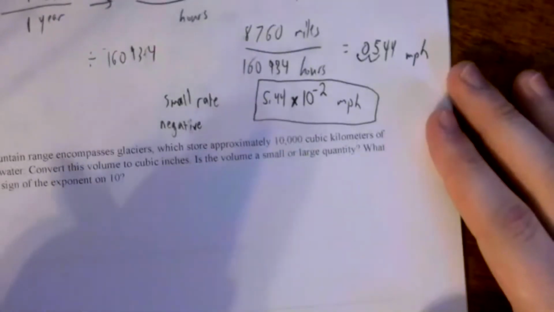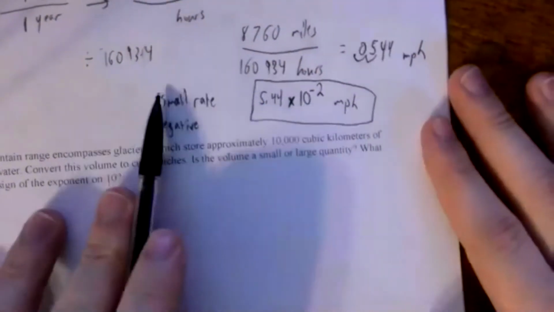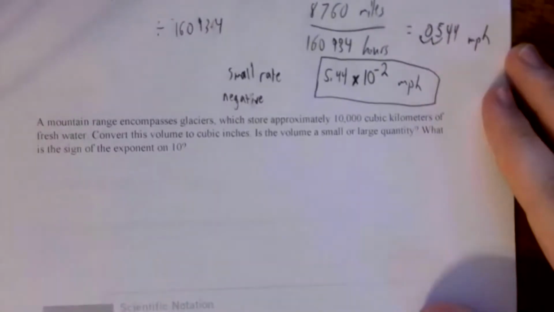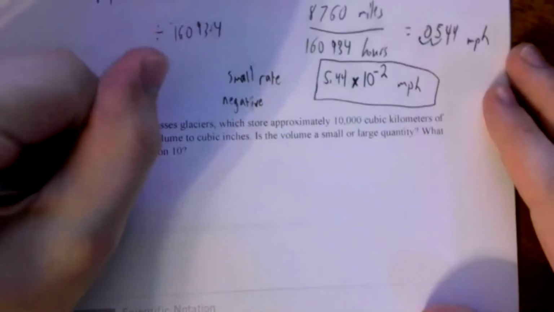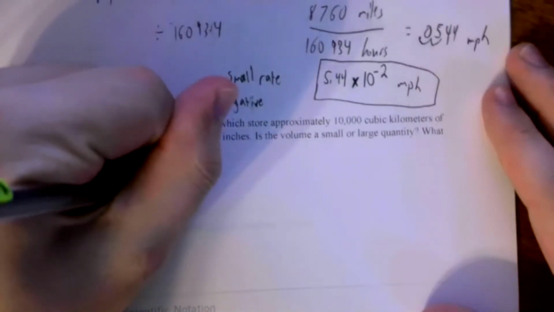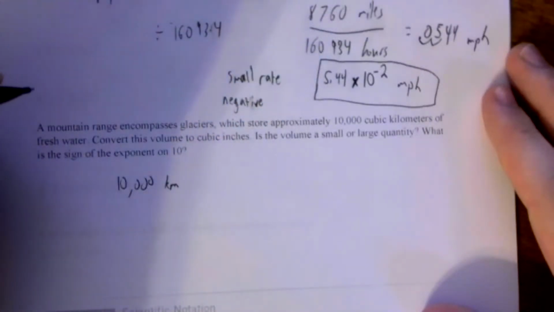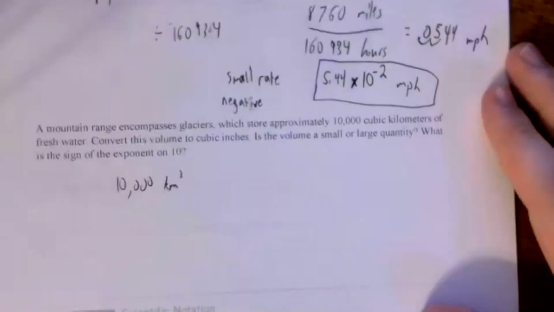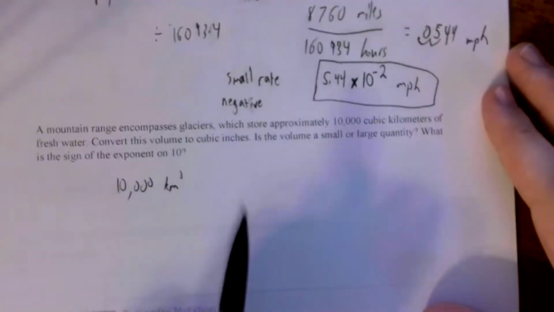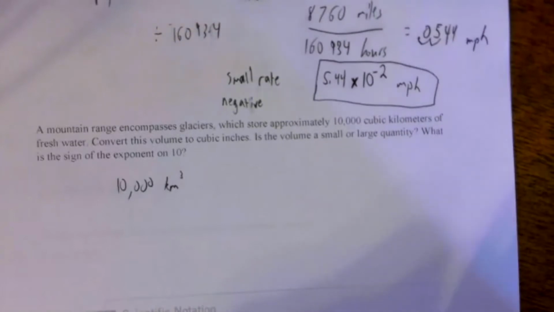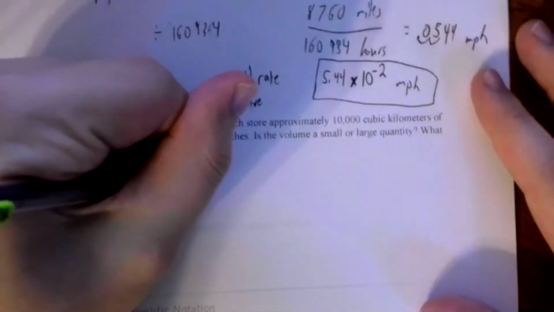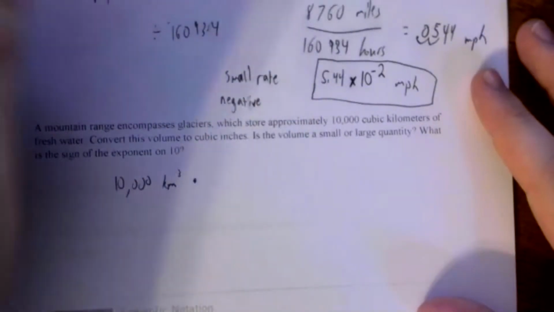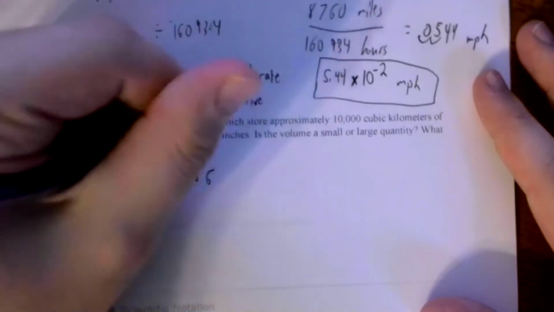If we've dealt with a small one, then the next obvious example is to deal with a big rate. This one says we have 10,000 cubic kilometers, and we want to convert that into cubic inches. The way we can do that, and I'll give you the answer here, is you can multiply it by this number.